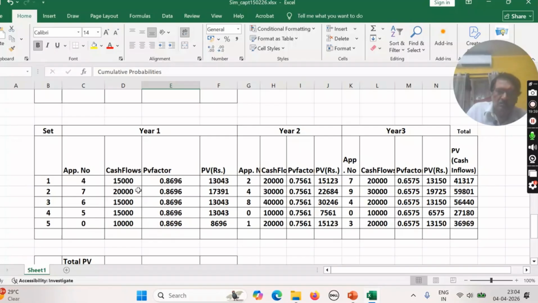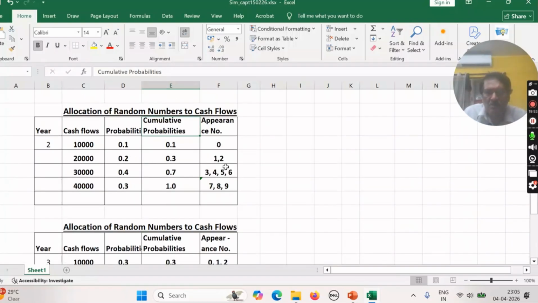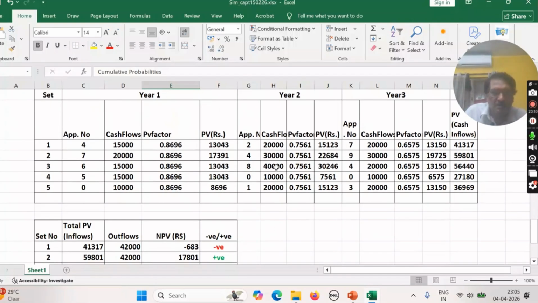So in this way I am showing randomly one more. Suppose in this case the second year random number is 8, then what value of cash flows will you take? For the second year, go to this table, where is 8? This is 8. That means the cash flows you will take is 40,000. If the random number is 2, then you have to take the cash flows 20,000 in this way. So in this way all the cash flows are noted.